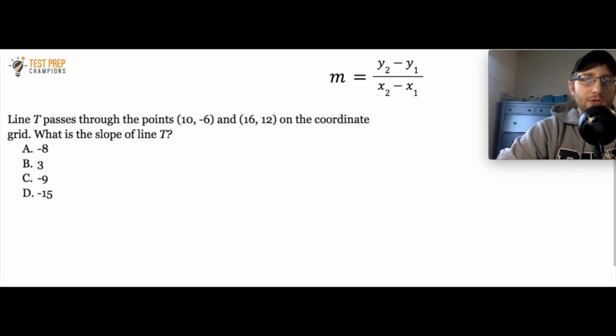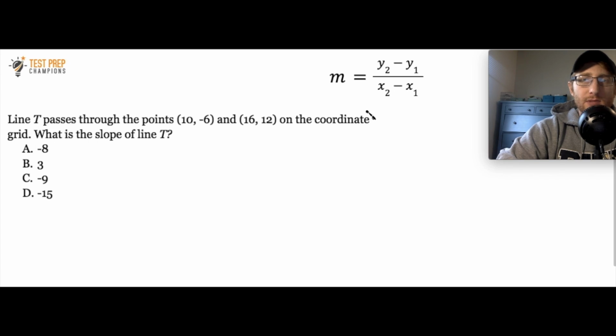Line T passes through the points (10, -6) and (16, 12) on the coordinate grid. What is the slope of line T? Is the answer A, B, C, or D? So now's your chance, if you'd like to, as always, to pause the video and try to figure this out.